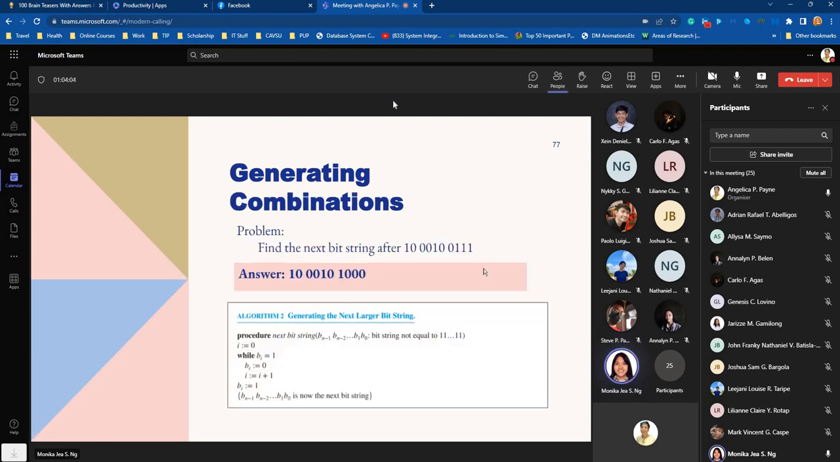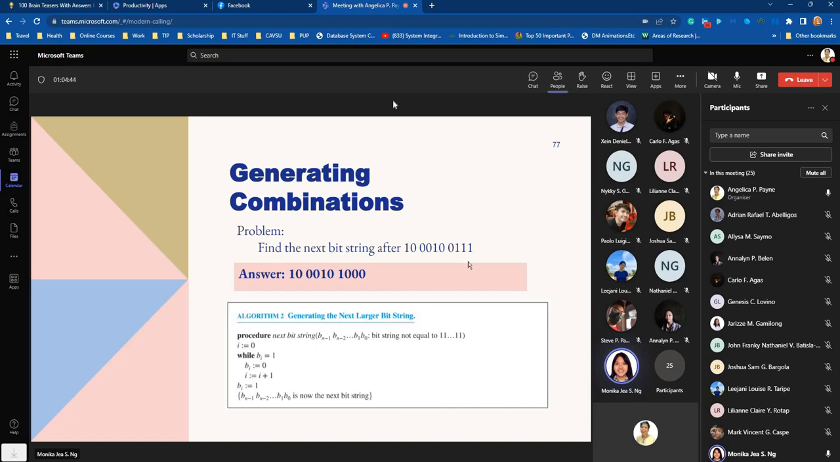Generating combinations. The first problem would be: find the next bit string after 100010010111, and the answer would be 1000101000. Because we see in the algorithm below, i is defined as 0, while b sub i is equal to 1, b sub i is 0, and i is i plus 1. So b sub 1 is equal to 1.